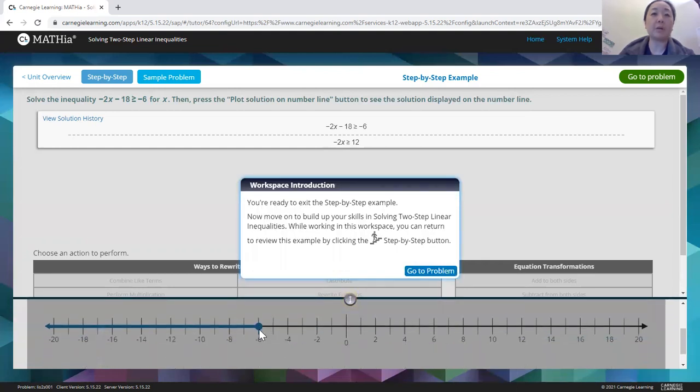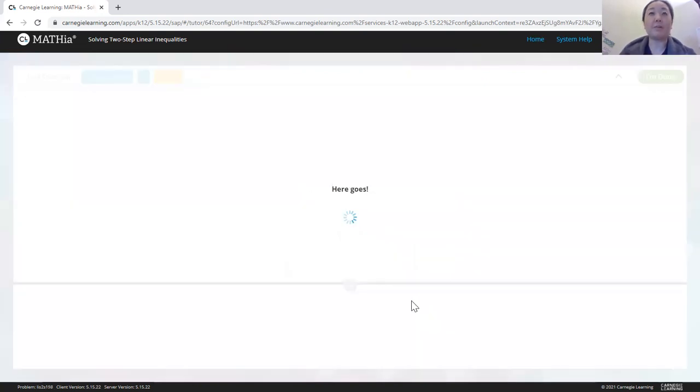Do you see? So this is where it's -6. It's equal to it. So that's why it's a closed circle and it goes all the way to the left. See? And now we're done. And now we're going to do the problem. Do you see how this goes? So hopefully that was a little more simple.